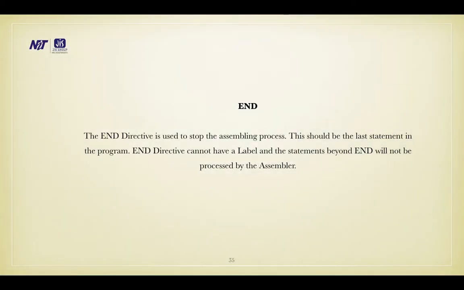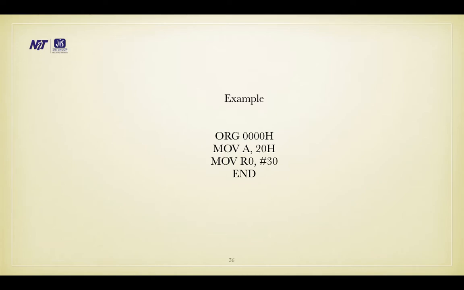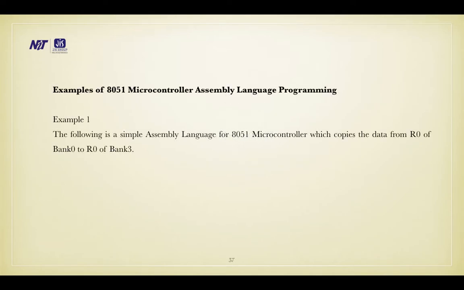END. The END directive is used to stop the assembling process. This should be the last statement in the program. The END directive cannot have a label, and the statements beyond END will not be processed by the assembler. Example: ORG 000H, MOV A, 20H, MOV R0, #30, END. So END here is the last line, and after that nothing will be processed.